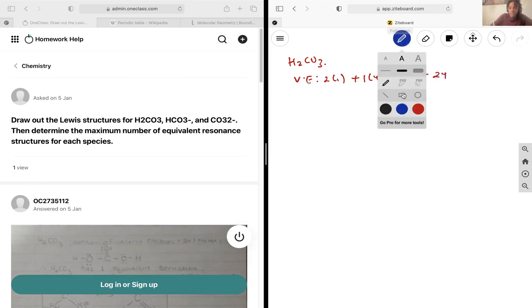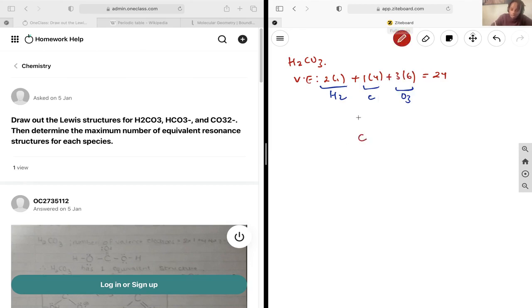To think about, we can label them H2, C, O3. And so now let's just draw out our skeleton structure. We already know carbon is the central atom because it can make the most bonds, 4. But we are actually going to place the carbon surrounded by oxygen and then the hydrogen. And that is just based on the fact that hydrogen can only make 1 bond, so that makes the most sense, so that it can make 1 bond here.